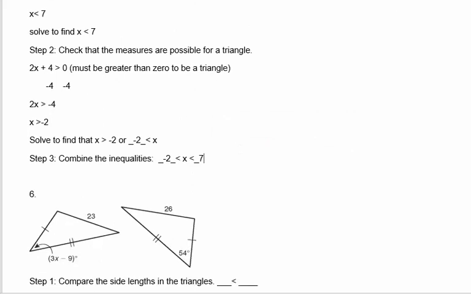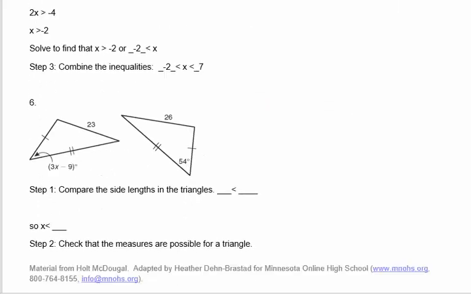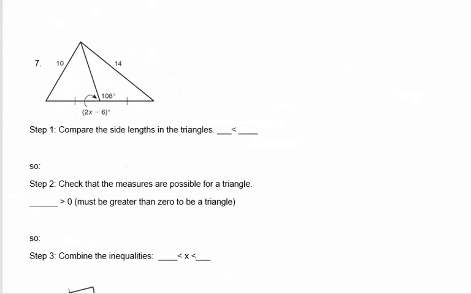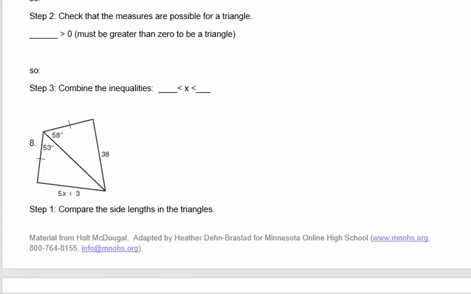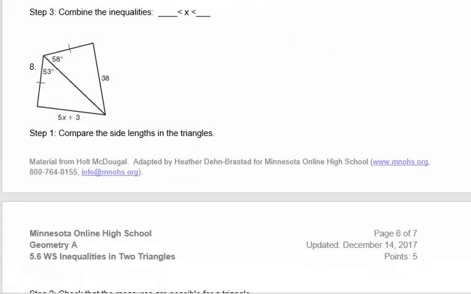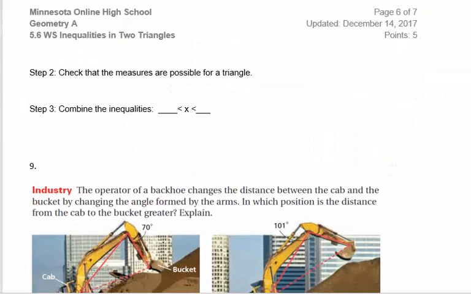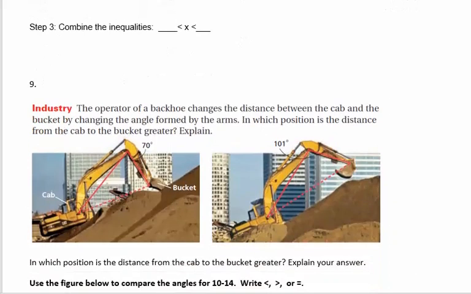So you're going to do the same thing to solve number 6, following those steps that we just did, and for number 7 and number 8. So finish that up and find the range of values that x can be. Don't forget that it has to have a lower and an upper.